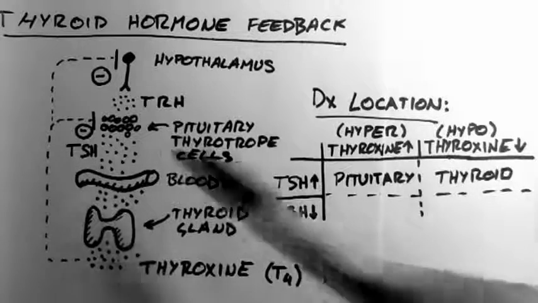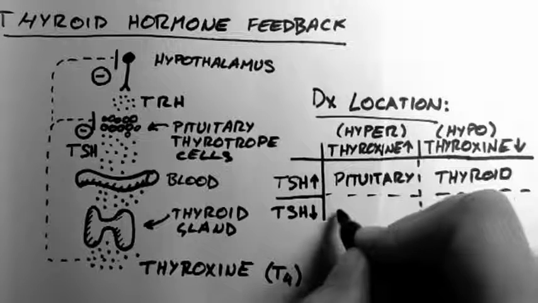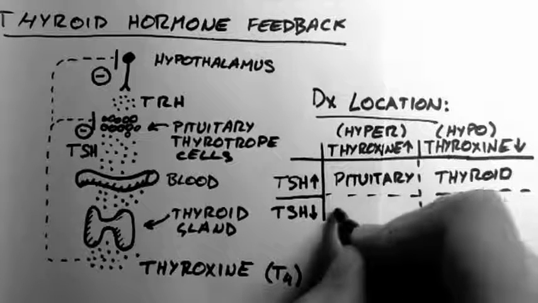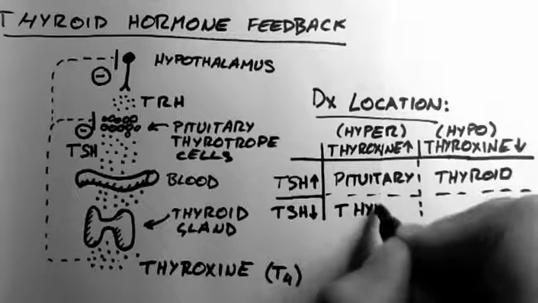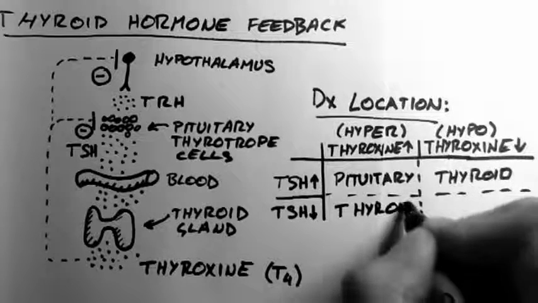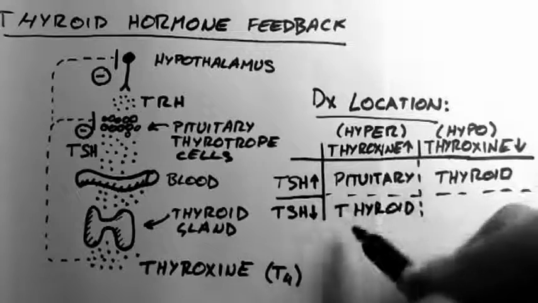If TSH is low and thyroxine is high, then it must also be a thyroid problem, because it's not responding properly to the TSH, and it's still releasing high levels of thyroid hormone.